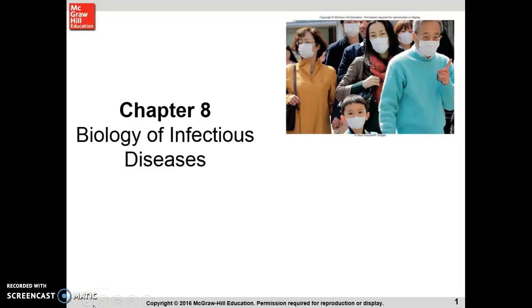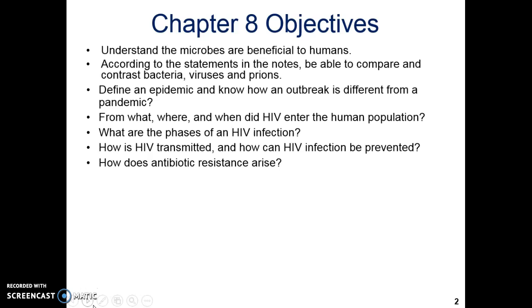Here's part 1 of Chapter 8, Biology of Infectious Diseases. Some of this information may be redundant, at least at the beginning of the first few slides here, from Chapter 7. Now, here's the best list for the Chapter 8 objectives.